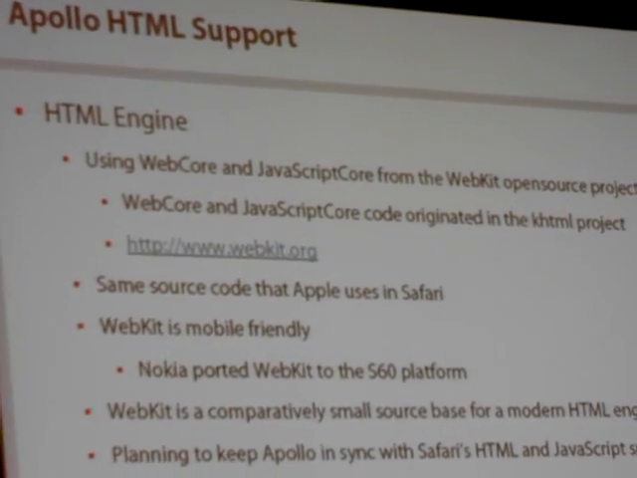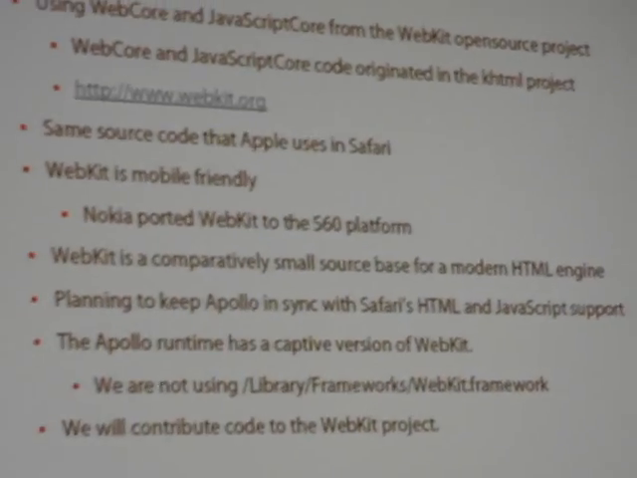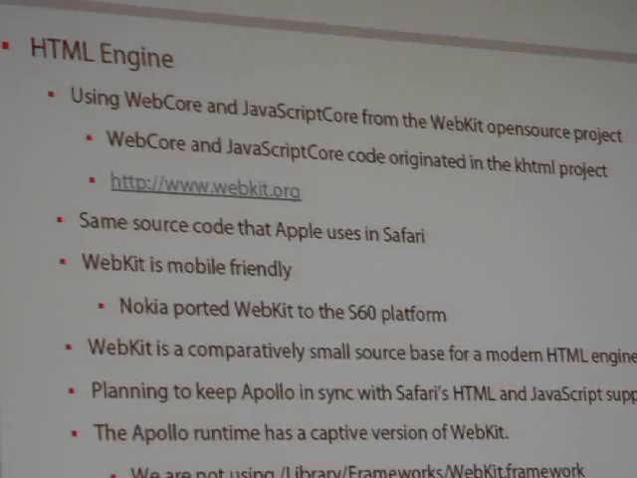Now, they started that project based on source code they got from the KDE project, which is the K Desktop Environment, which is sort of an effort that's got a lot of input from Qt, which is a library that Trolltech owns. And they had a project called KHTML. And WebKit is basically a fork of the KHTML code that Apple is using to develop Safari. And inside of there, they have two sub-projects known as WebCore and JavaScript Core. And we're using the source code from WebCore and JavaScript Core to implement the HTML functionality in Apollo. And so we are sharing a significant amount of source code with Apple that Apple uses in Safari.